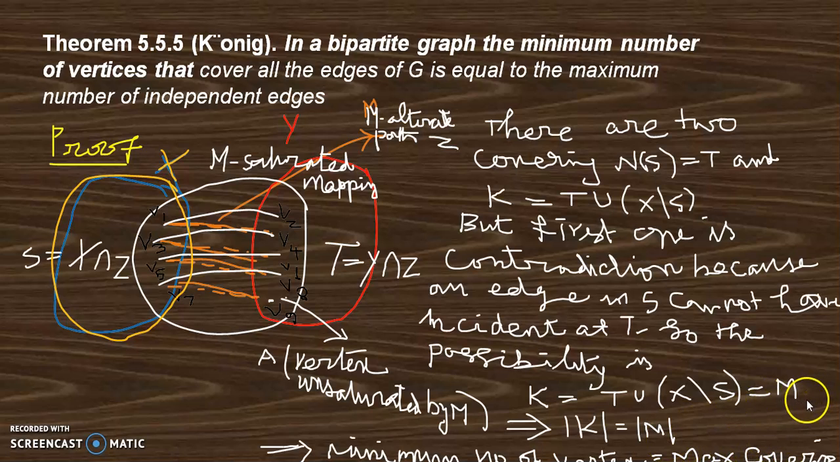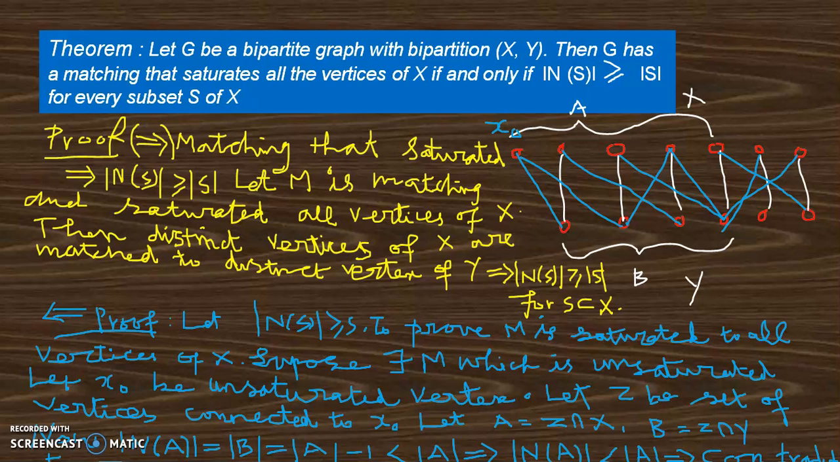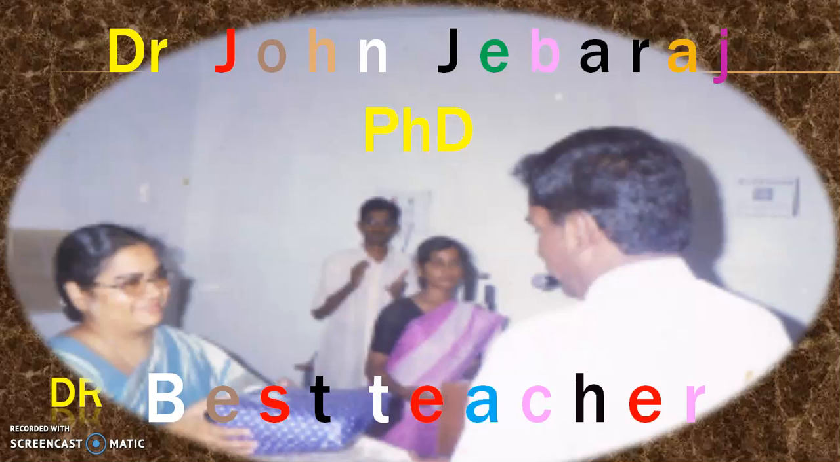So this is the way we can prove this particular theorem. This theorem is also a very important theorem, and thus we proved that in a bipartite graph, and this is possible only in a bipartite graph, the minimum number of independent vertices equals the maximum number of independent edges. So these are very important theorems.